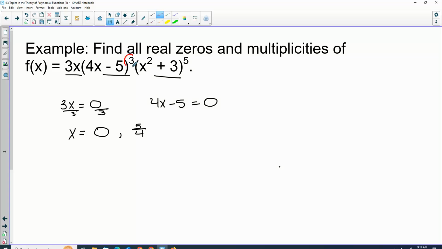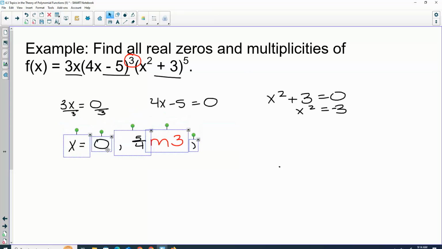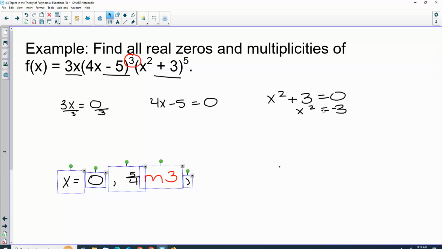Now, that one was different. It had a cube on it. What does that cube mean? Yes. So 5/4 is a 0 3 times. We write that as M3. If I said x squared plus 3 equals 0, x squared is equal to negative 3. How do you get rid of a square? Square root. When you do a square root, you have to add plus and minus.